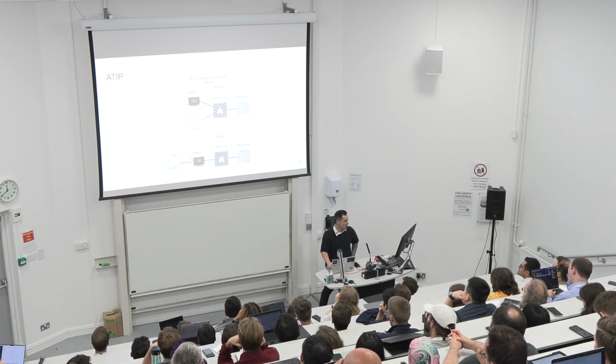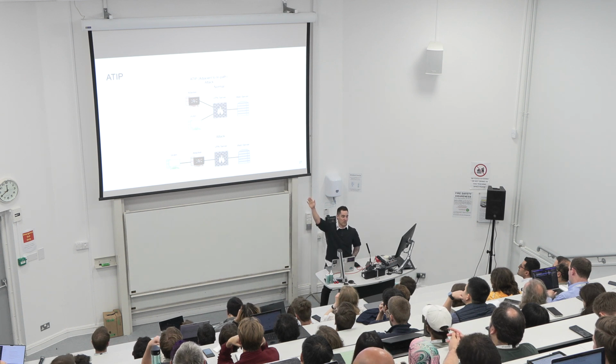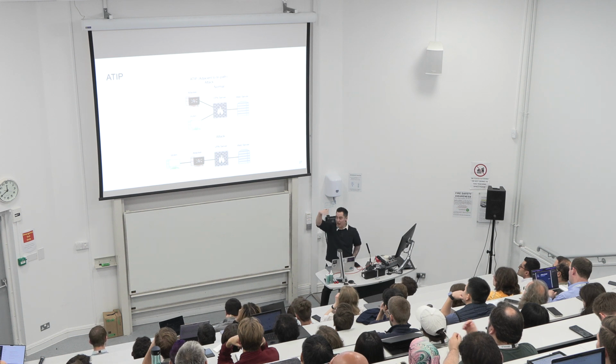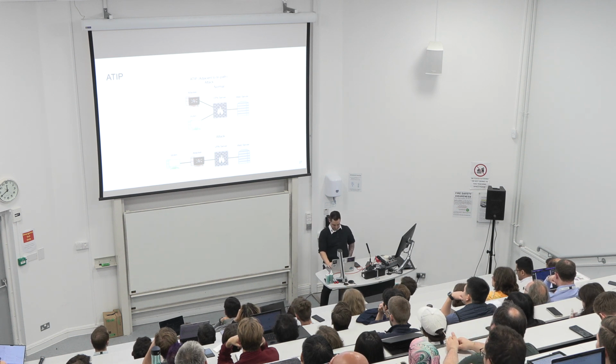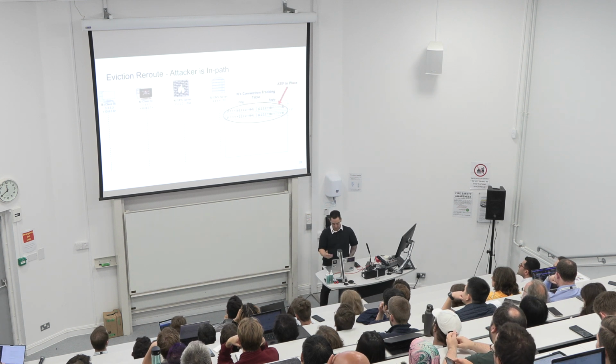So normally when two clients connect to the same VPN server, the topology is going to look like the top figure. But after successful ATIP, the attacker is in-path. So that's the first attack. I think it's pretty cool.